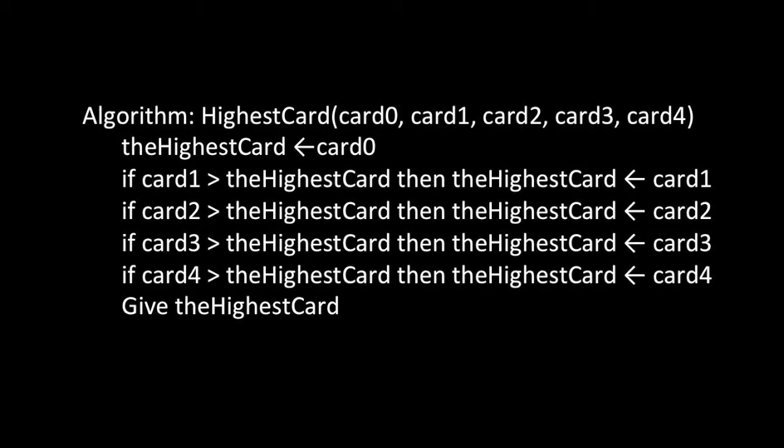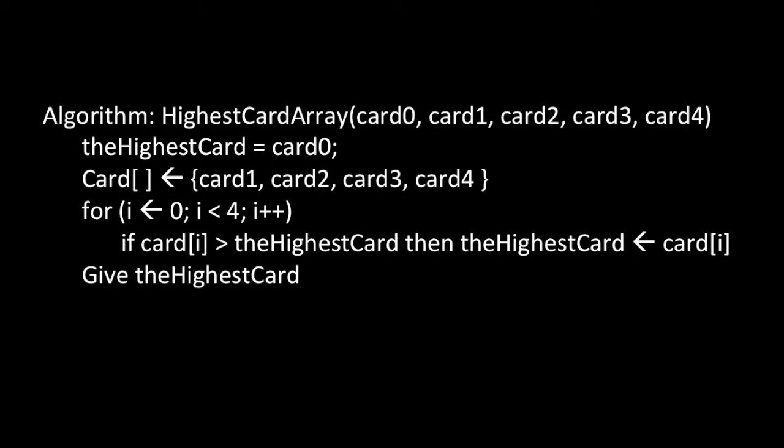Here's the algorithm I had for highest card, and you'll note that it had 4 comparison tests. Here's a simpler algorithm using iteration to solve the same problem. So again, I put the first card, that's card 0, in the highest card. I set up an array with the rest of the values, that is cards 2, 3, 4, and 5, which I'm calling here card 1, card 2, card 3, and card 4 because my index numbers will start at 0.